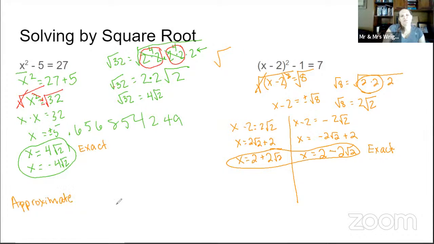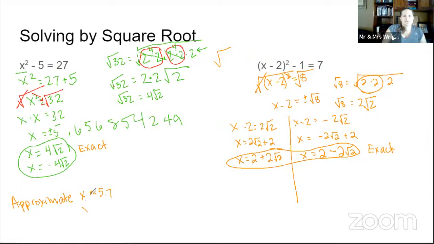Find the approximate answer or approximate solution to the problem. When you do that, all you have to do is plug the answer into your calculator. So I'm going to put 4 radical 2 and hit enter. And remember, I've already done that, 5.6, whatever. So my approximate answer is x equals 5.7. I'm just going to round to the tenth place.